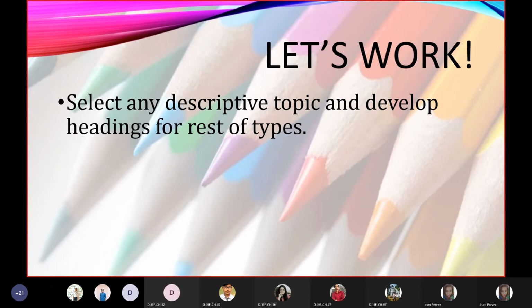This can be your question in the examination. I may give you any descriptive topic and ask you to develop the rest of the four headings. This may even be your examination question. Or I may give you a certain paragraph and ask you to let me know which type of paragraph or which type of writing that is.